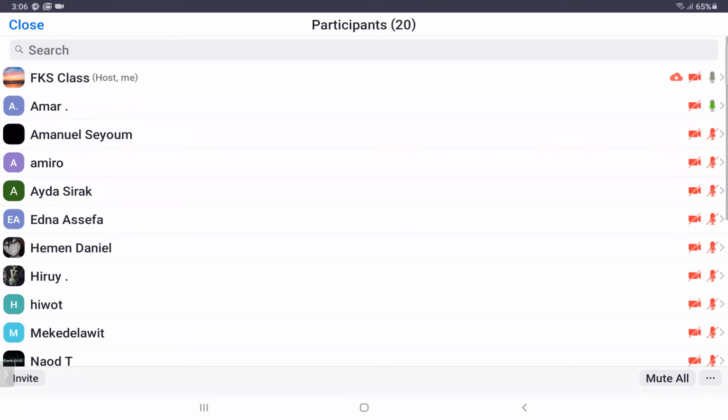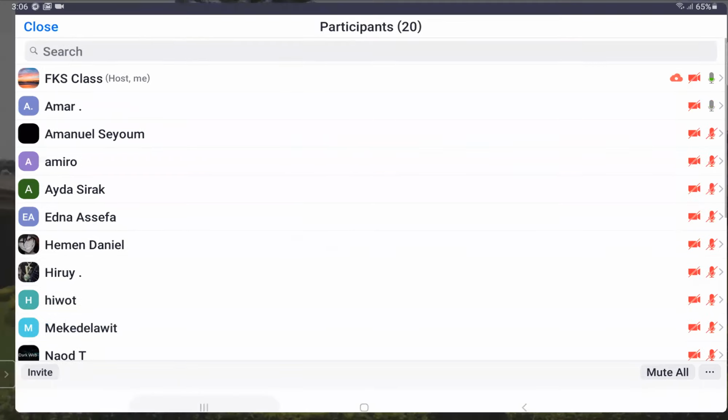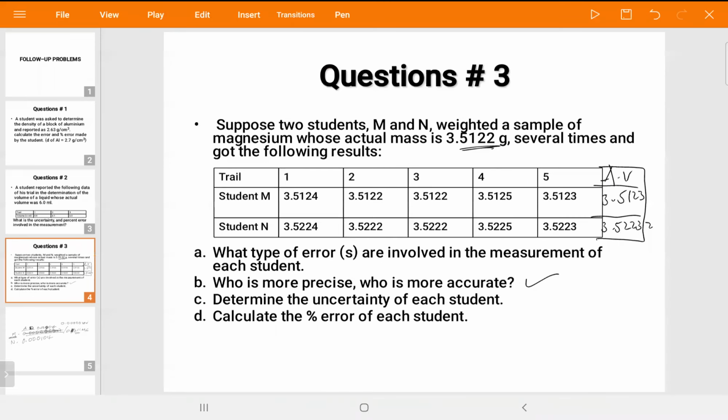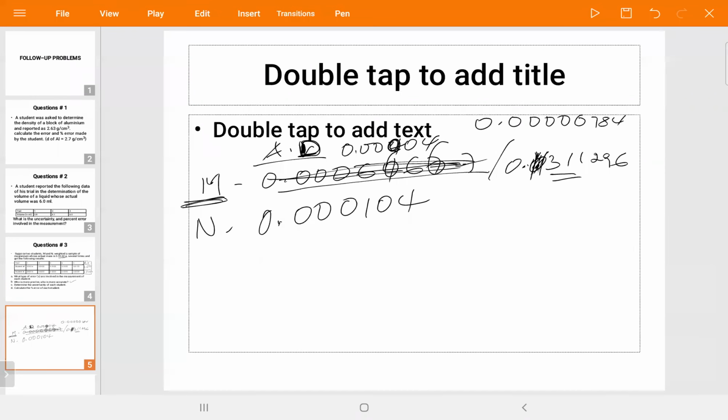Yes, mister. What value did you get for student M? Both come to 0.0001. And this is for M? For both it comes out the same. The same? Okay. So if the answer happens to be exactly like this, what is the next step that you have to take? You have to calculate what? Relative average deviation. Is that clear?